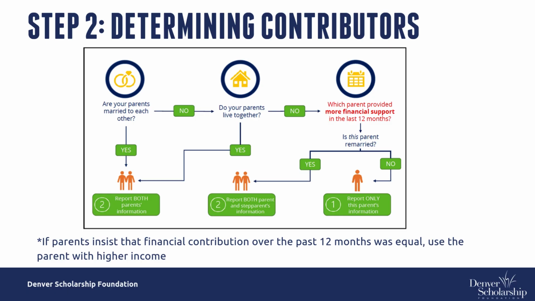We also have this flow chart available, which asks the same questions as the parent wizard that we just went through, but might be easier if you're not sitting in front of a screen. You can have a printout of this, and you can help the family walk through it to figure out who will be a contributor.